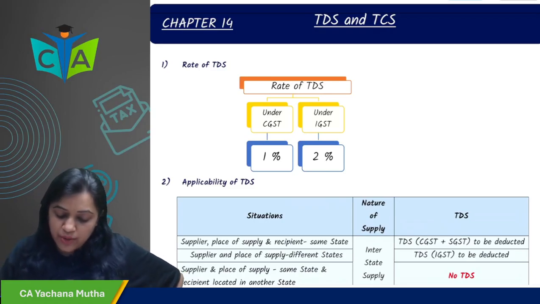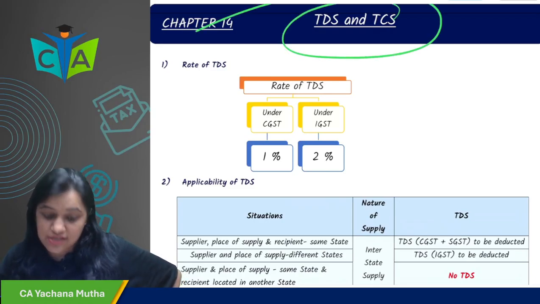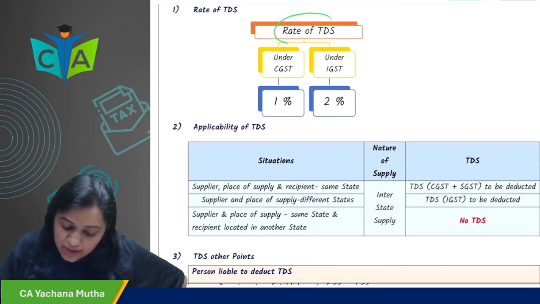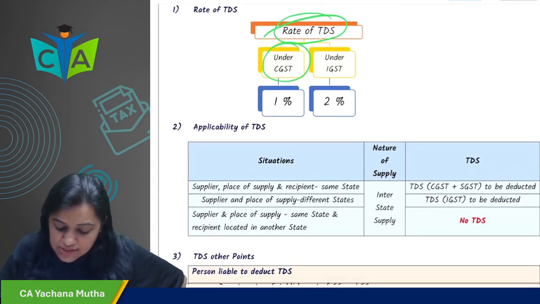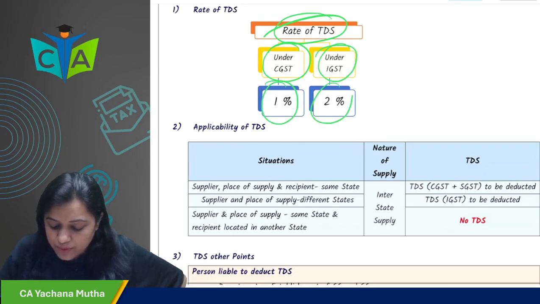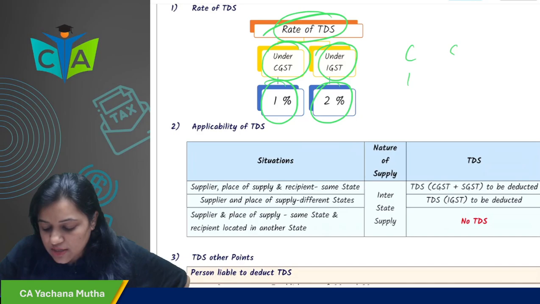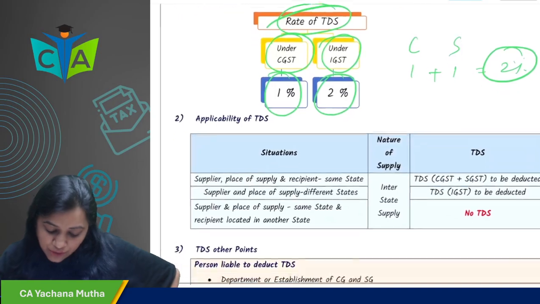Hello everyone, let us quickly do a very small chapter, TDS and TCS. So what is the rate of TDS? Under CGST it is 1%, under IGST it is 2%. So CGST 1%, SGST 1%, total rate is 2% for TDS.